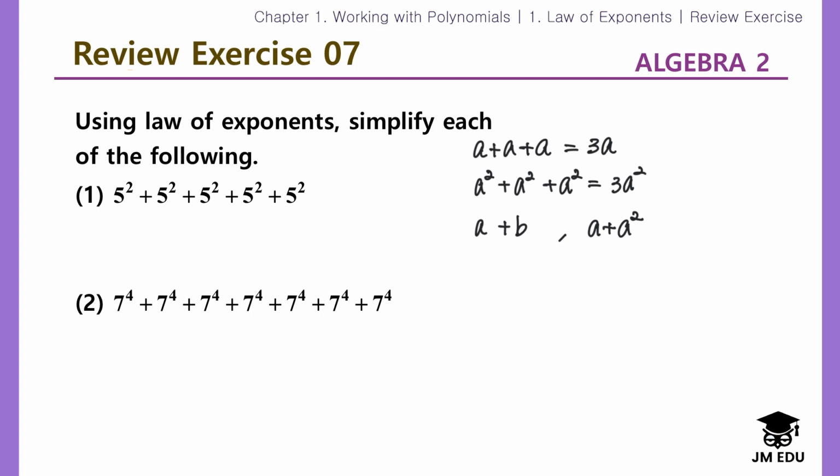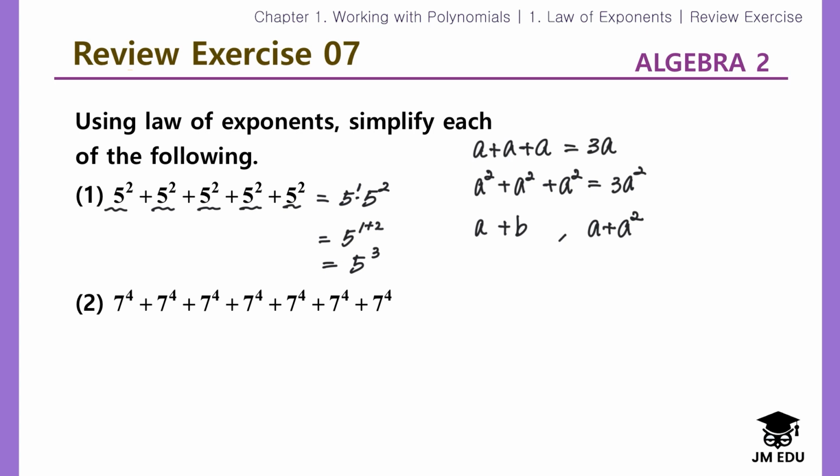For number 1, we have 5 squared. They're all 5 squared. How many of them? 5 of them, right? So that's going to be 5 squared, 5 of them. Just 5 is 5 to the power of 1, right? So that's going to be 5 to the 1 plus 2. 1 plus 2 is equal to 5 to the power of 3. Does it make sense?